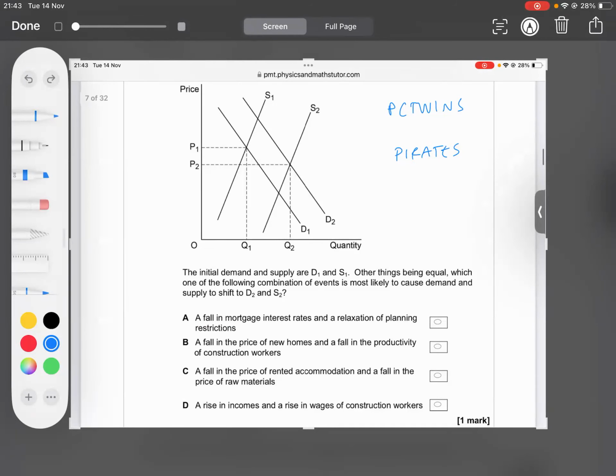Let's look at D. A rise in incomes. That's the I in PIRATES, so demand would go up. And the rise in wages is about the cost of production, so supply would go down. So demand up, supply down. Okay. Does that make sense? Yeah.